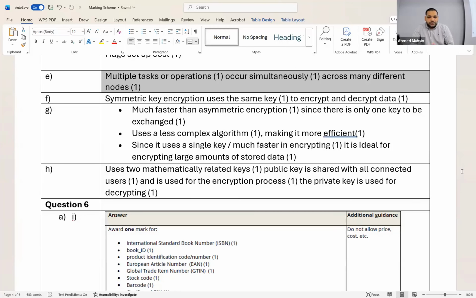Multiple tasks or operations occurring simultaneously across many different nodes. Okay, then everybody, let's have a look at question F.